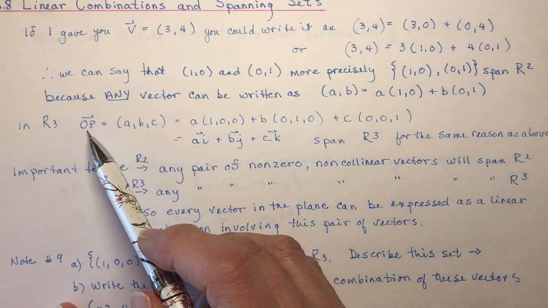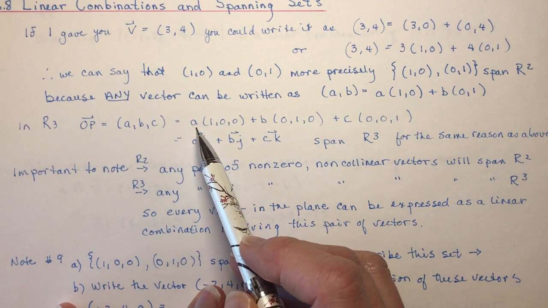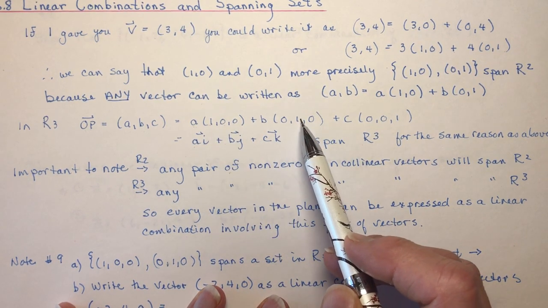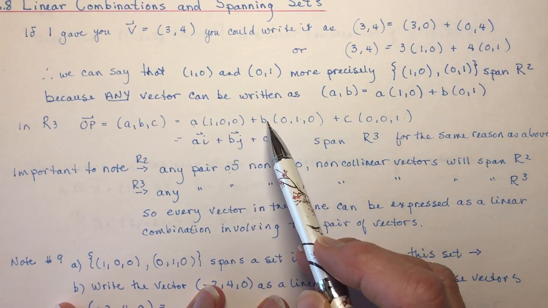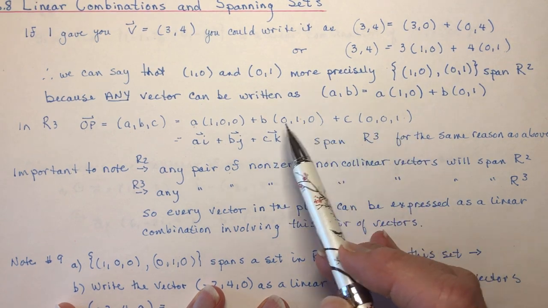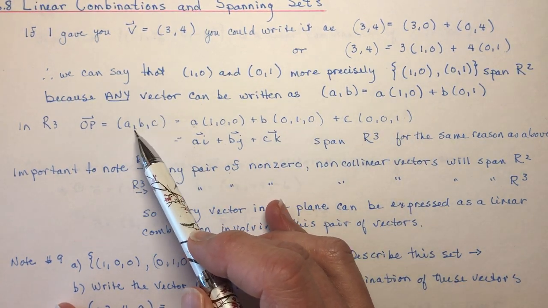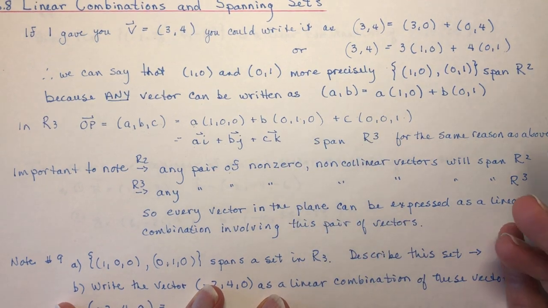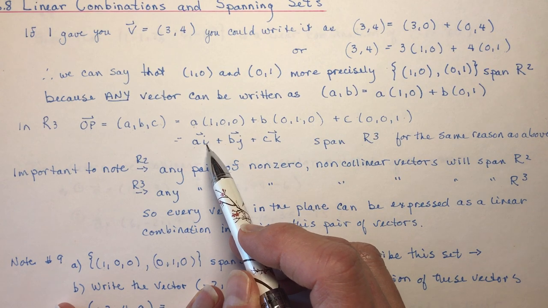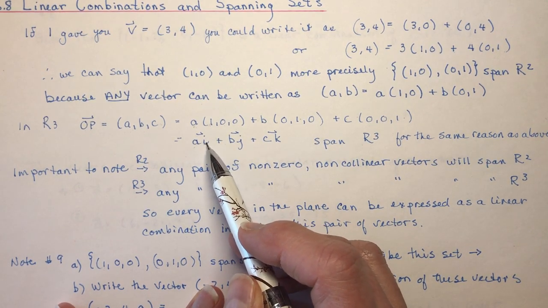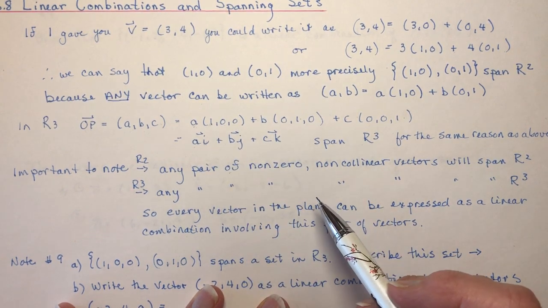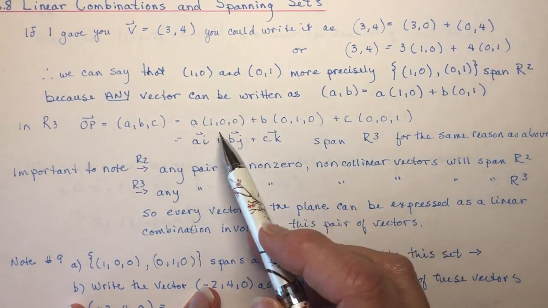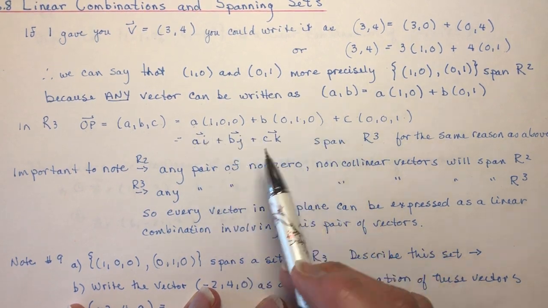In R3, we say vector OP, (A, B, C), is equal to A times (1, 0, 0). So this is on the x-axis, the basis vector of length 1, then on the y-axis, on the z-axis. So some multiple or scalar times each of these vectors can give me any combination of three numbers in my vector. So if I wanted it to be (2, 3, 4), I'd make this 2, this 3, this 4. Easy. So that's the same as A times i. So vector i here, that's just the unit basis vectors. They're talking about here i, j, and k that we talked about in the last lesson. So they span R3 for the same reason as above. Okay, so I can make all kinds of different vectors by just multiplying by the different scalars here.